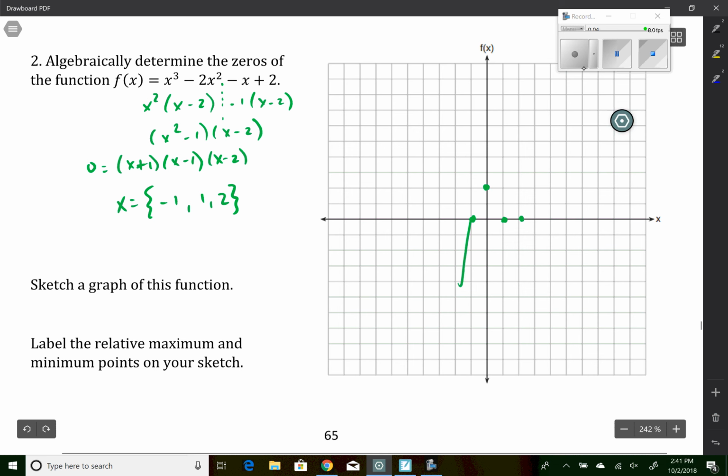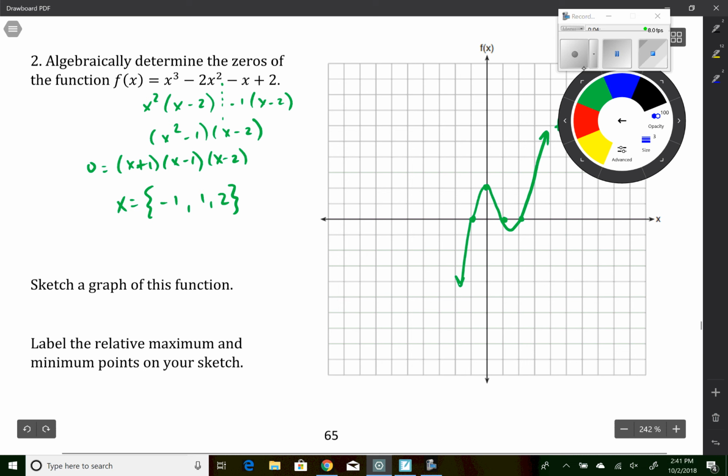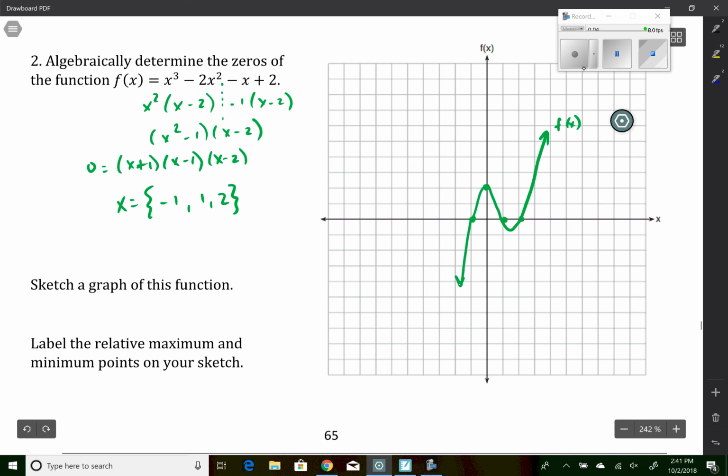So it's going to look something like this. It's going to come down and back up. Just a sketch. It doesn't have to be perfect. Also, don't forget to label it f of x. It says to label the maximum and minimum values. Remember, maximum and minimum values are just the points where we have a hill, right? So this would be a max. This would be a min.